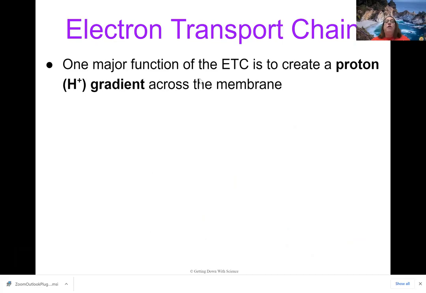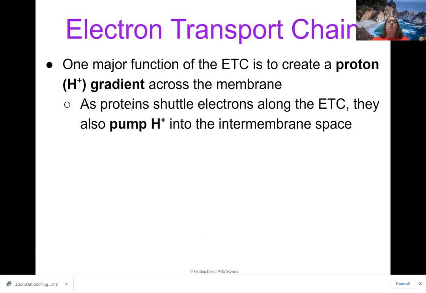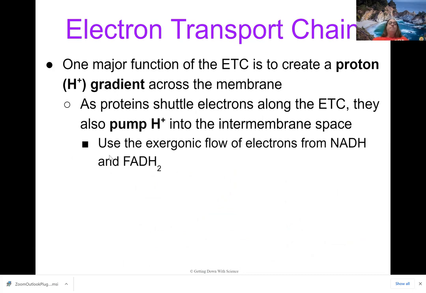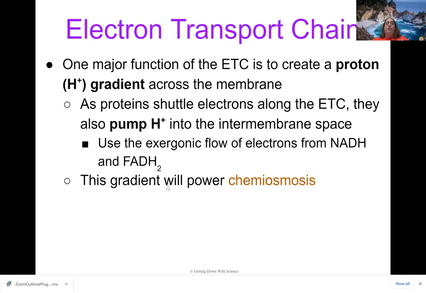But one of the other big things and one of the most important functions is it actually creates a proton or hydrogen ion gradient across the membrane. So we have more hydrogens on one side than on the other. So the proteins are going to actually shuttle the electrons. They're going to pump the hydrogen ions into the intermembrane space between the two membranes. They use the exergonic flow of electrons. Remember, exergonic giving off energy from NADH and FADH2 to do this.